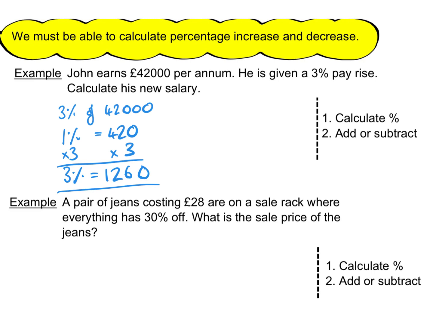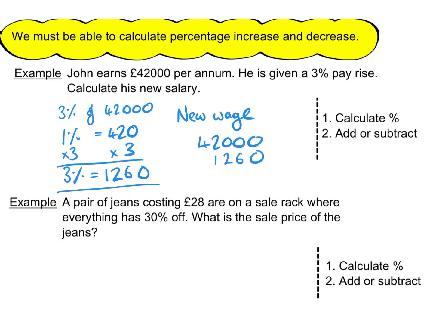Obviously, that's not John's new wage. What we've got is his old wage and this extra 3%. So I'm going to write out new wage, and I'm going to take my 42,000. I'm going to add on my 1,260.